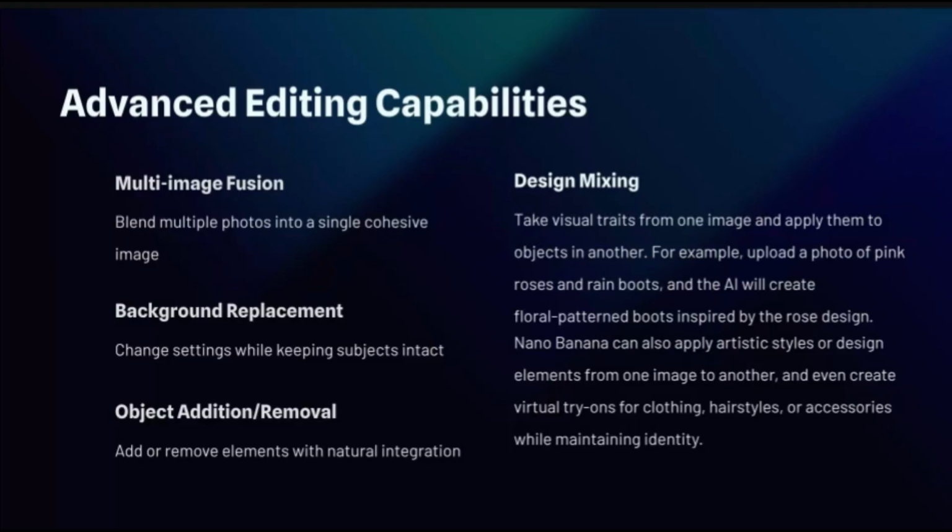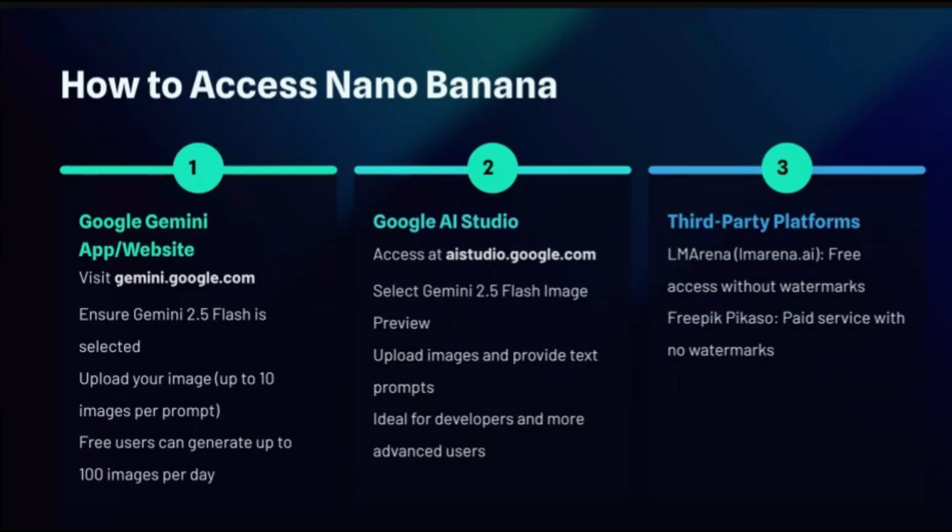Now, this is one of the most exciting features, which is about design mixing. You can take visual traits from one image and apply them to objects in another. For example, if you upload a photo of pink roses and another of rain boots, the AI can create floral patterned boots inspired by the rose's design. How creative is that?